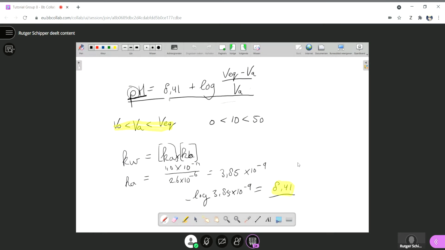So from now on, we can let this 8.41 sit there for every calculation we make when the volume that we add is in between 0 and the equivalence point, so in between 0 and 50, sorry. All volumes that we add in between 0 and 50, we can use this formula to calculate what the pH is. So this makes it no longer interesting for us to calculate the pH when we add 20 milliliters, because the calculation will be exactly the same, except we change the volume added.